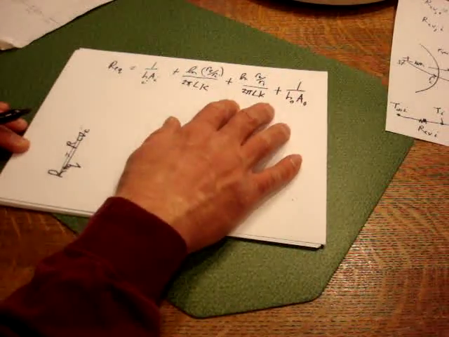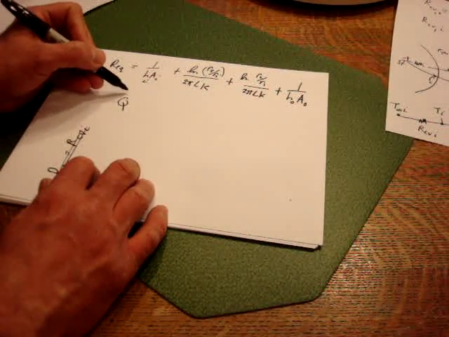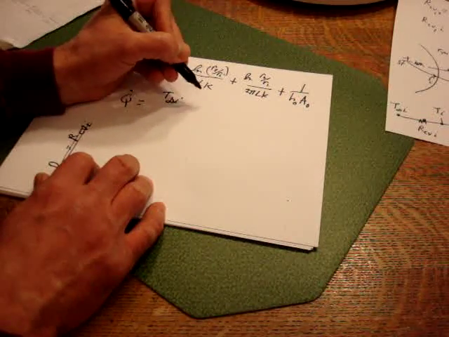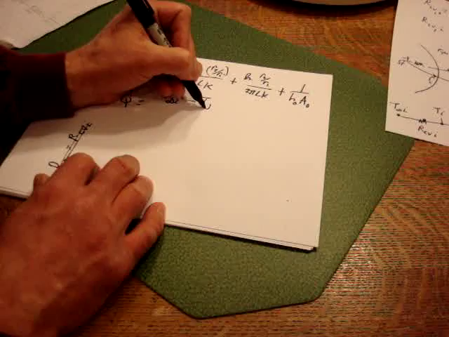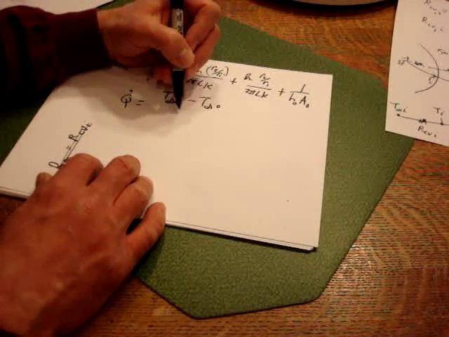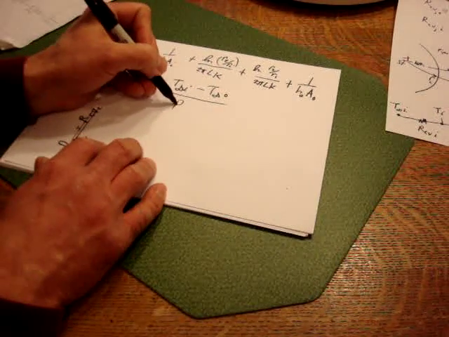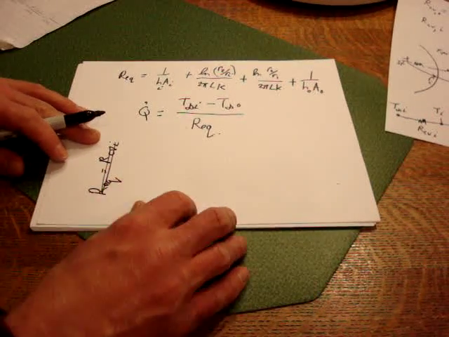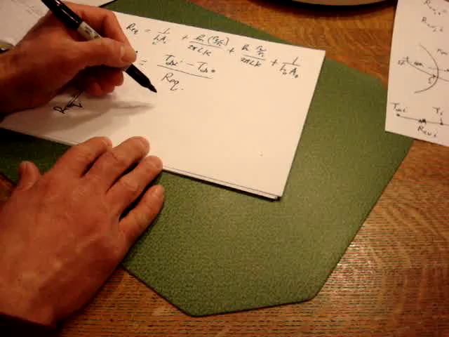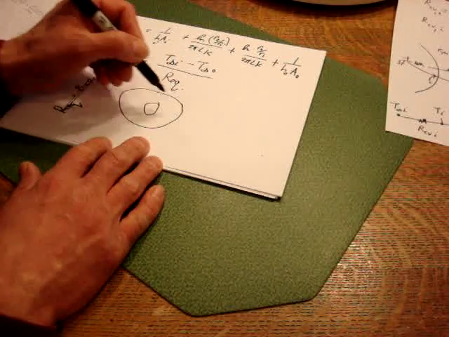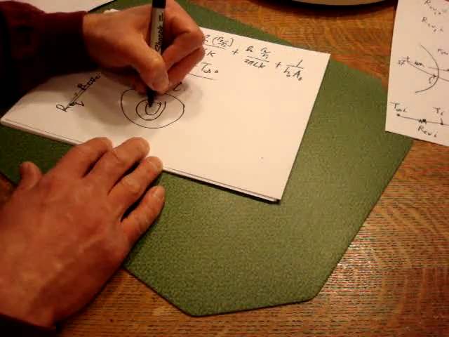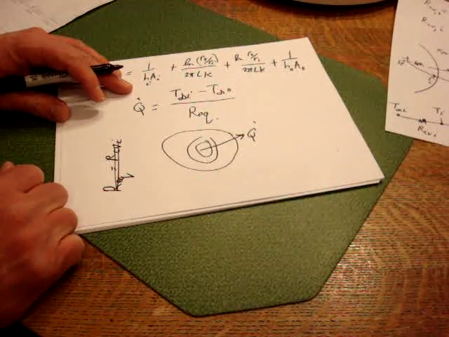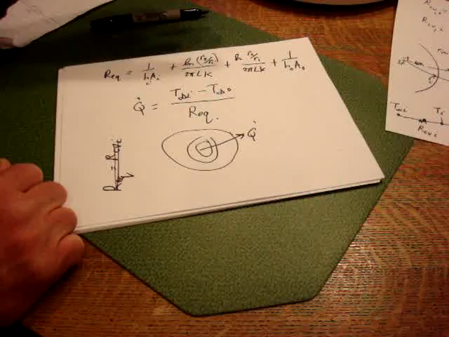So with this thermal resistance concept, we can calculate our heat transfer rate Q dot, which would be T infinity on the inside minus T infinity on the outside divided by R equivalent. Okay? So here again, if we had a pipe with insulation, we got Q dot, and we can calculate the heat transfer being lost from that pipe.